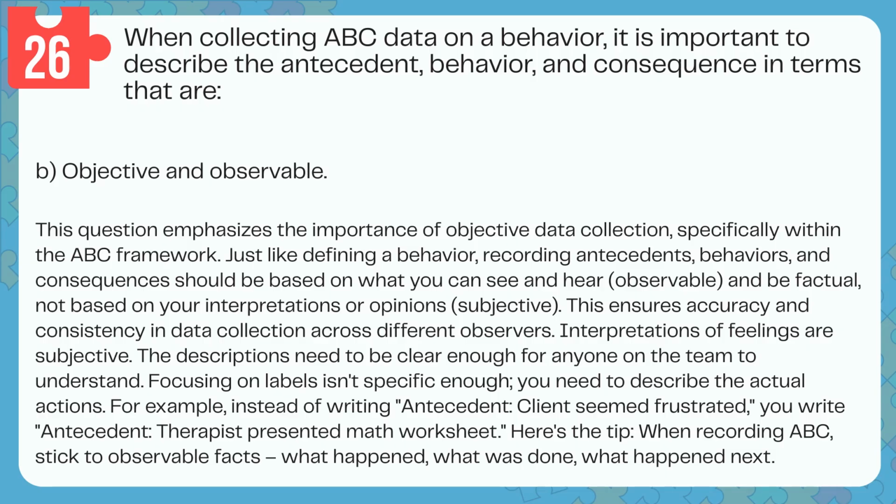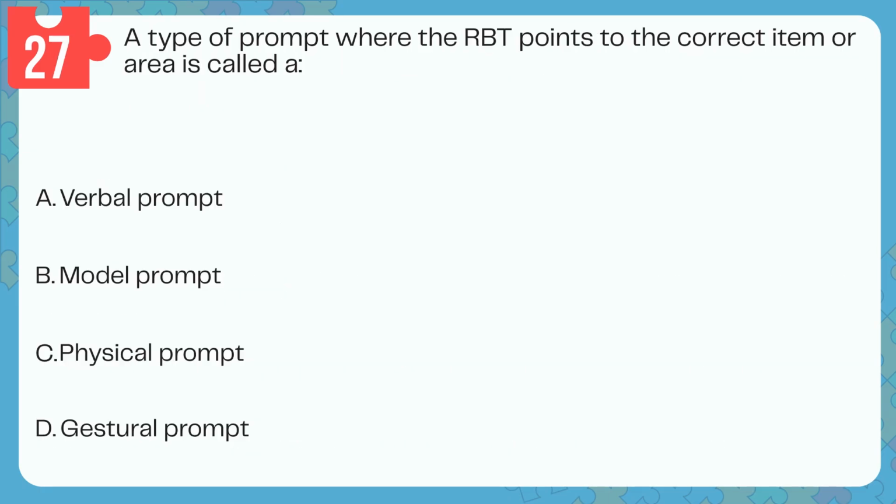Interpretations of feelings are subjective. The descriptions need to be clear enough for anyone on the team to understand. Focusing on labels isn't specific enough. You need to describe the actual actions. For example, instead of writing antecedent, client seemed frustrated, you write antecedent, therapist presented math worksheet. Here's the tip. When recording ABC, stick to observable facts. What happened? What was done? What happened next?